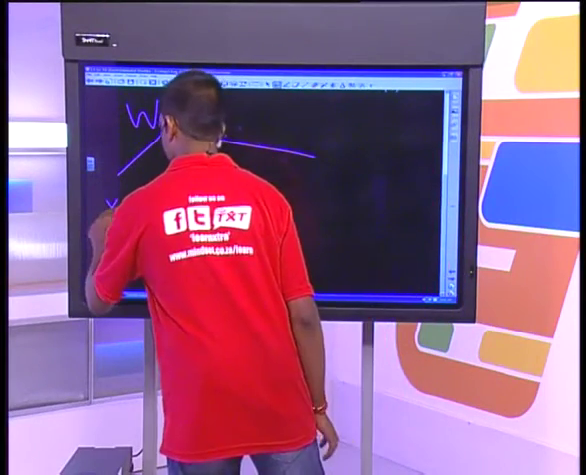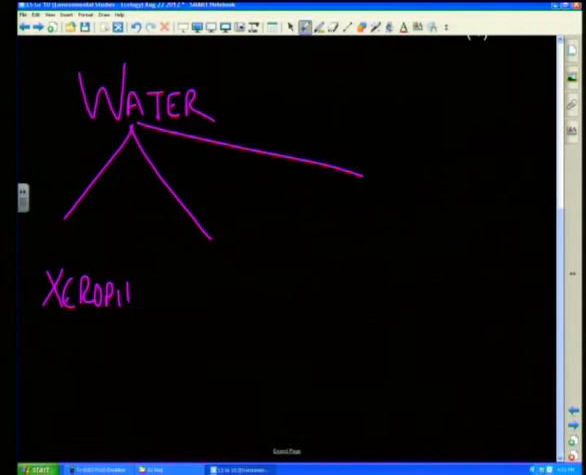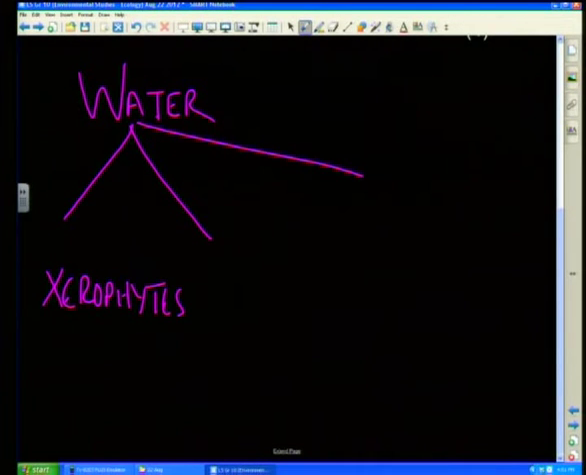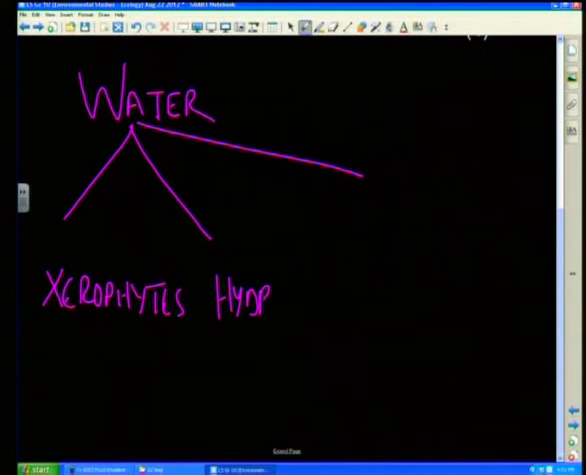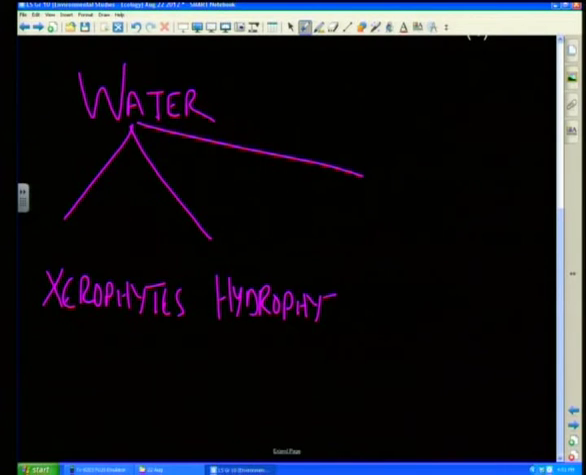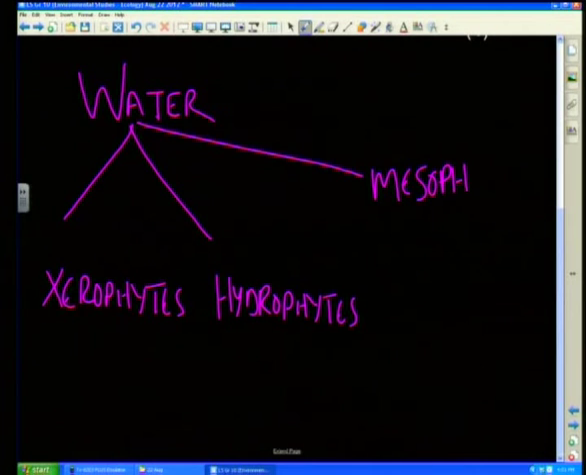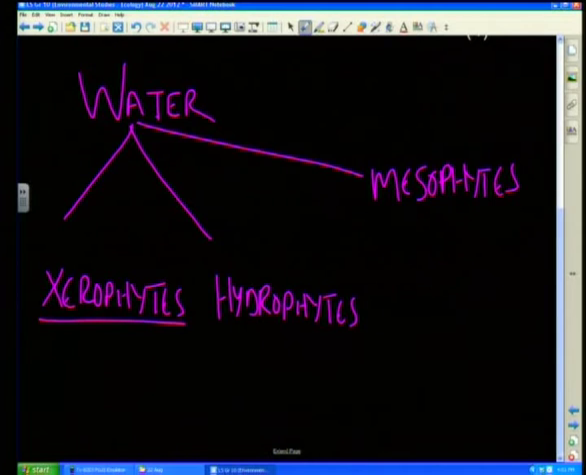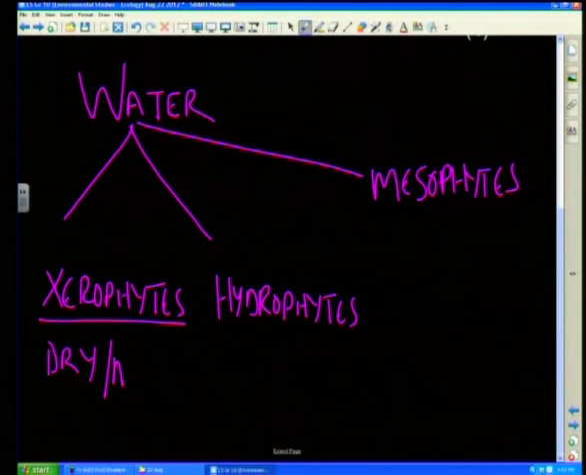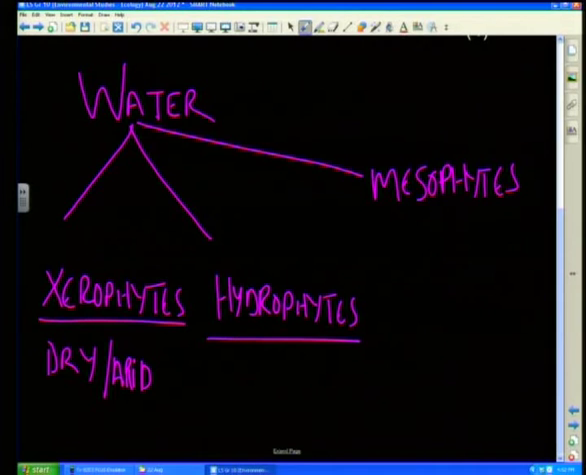So we have our xerophytes, we have the hydrophytes, and we have the mesophytes. Xerophytes are plants that are adapted to living in dry, arid conditions. So these would be dry, arid, desert conditions. Your hydrophytes would be plants that live in water. So these are your aquatic plants.